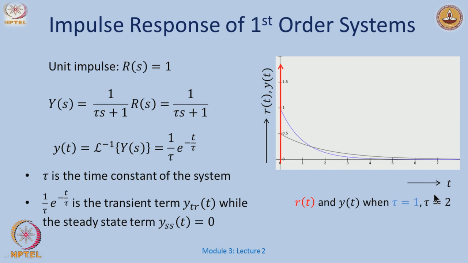Okay. How does it look in terms of the steady state and the transient response? So, this term 1 over tau e power minus t over tau is called the transient term.